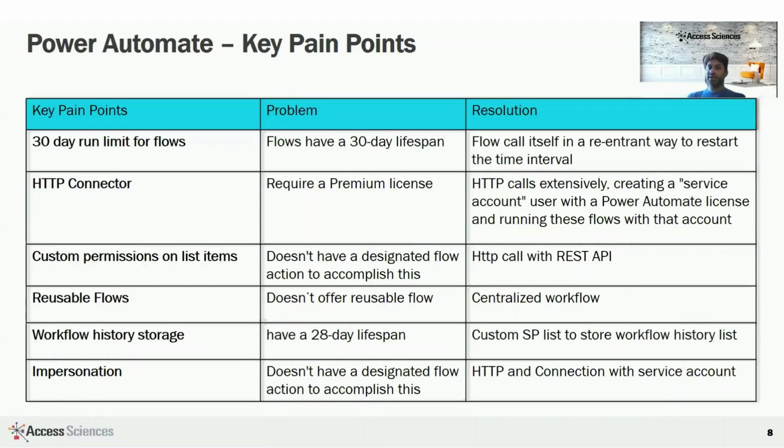Now, another issue is the workflow history. In Power Automate, the workflow history lives for only 28 days. After that, it's going to be wiped out. If you have some sort of audit process defined and you want to keep the workflow history longer, the best solution is to keep that data in a separate list. You can create a custom SharePoint list and store the workflow history data in it, and once it's there, it's going to live forever.